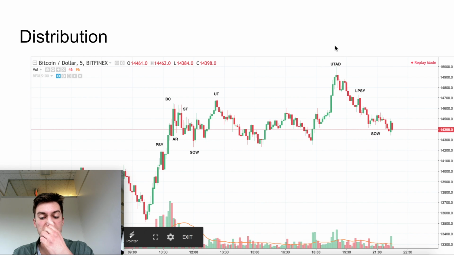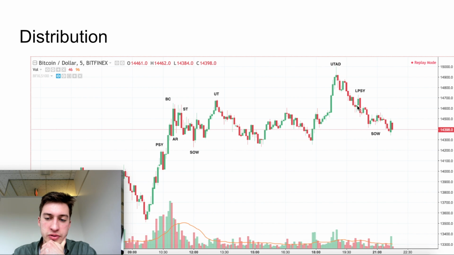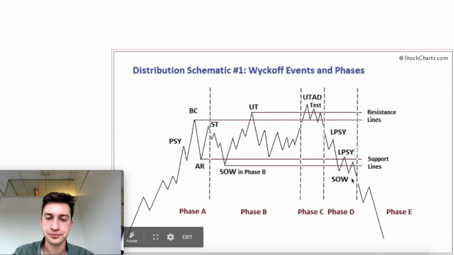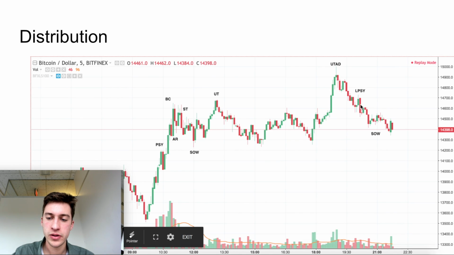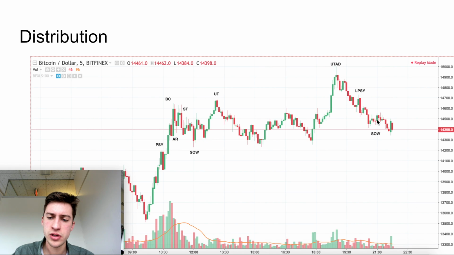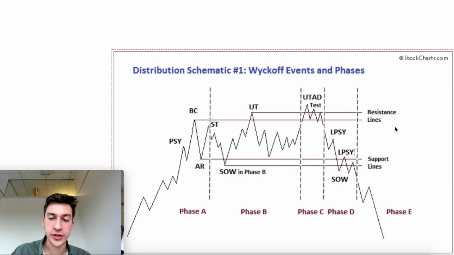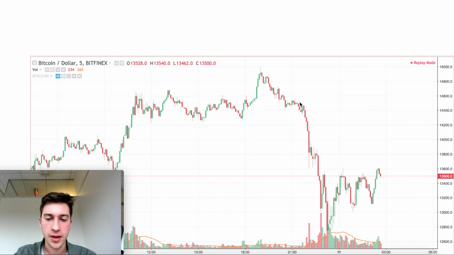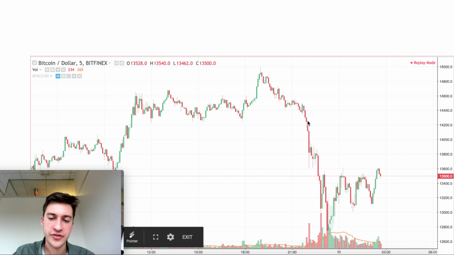Finally, we get the LPSY, as some traders try to buy back into the market, but then fail as we get that bearish engulfing candle. Finally, we get the sign of weakness here, right? LPSY, SOW here, and a bit of consolidation that occurs here. Consolidation before we get the markdown here. Price just crashes right down, and this is phase E.